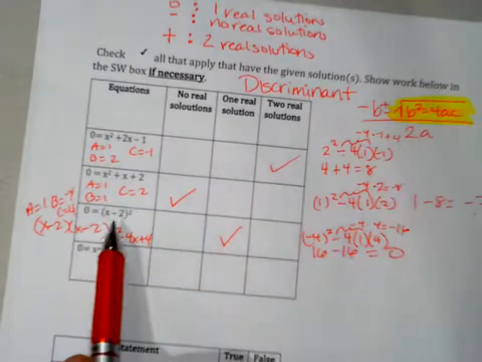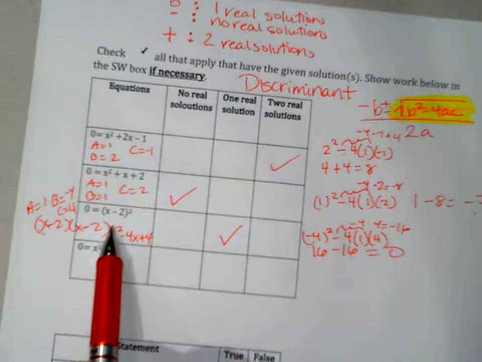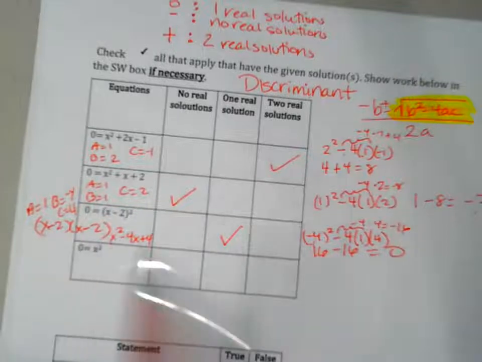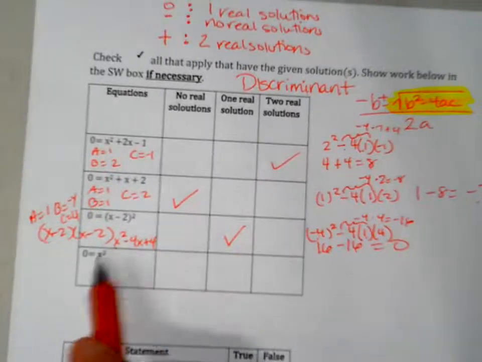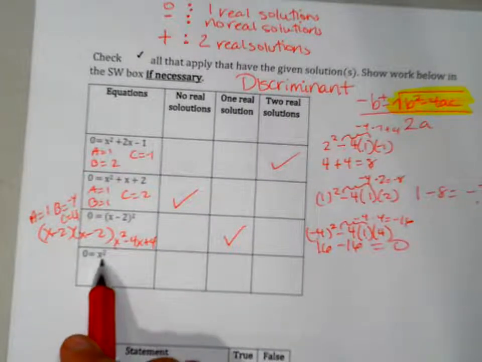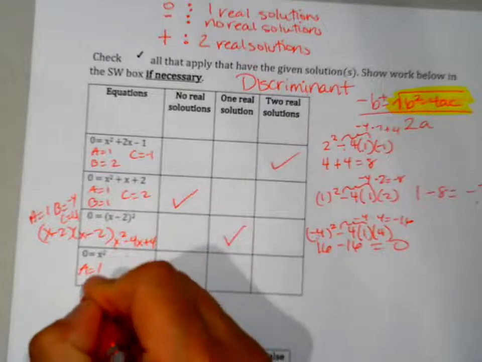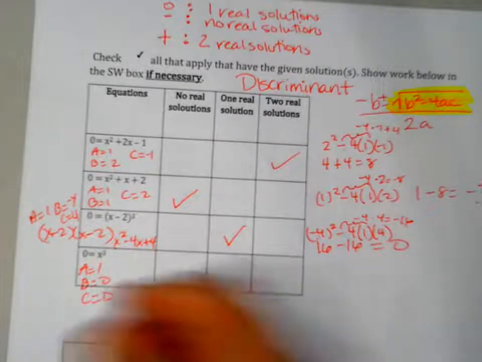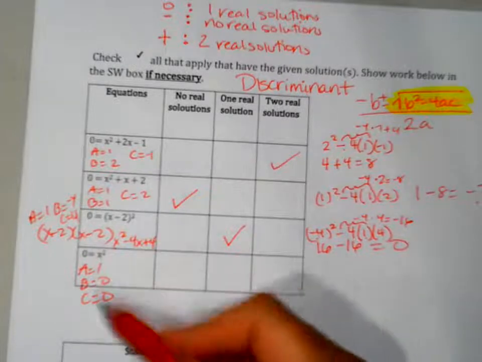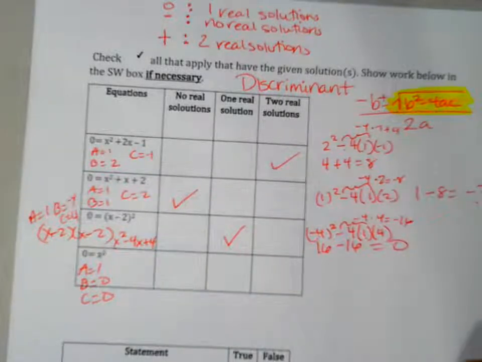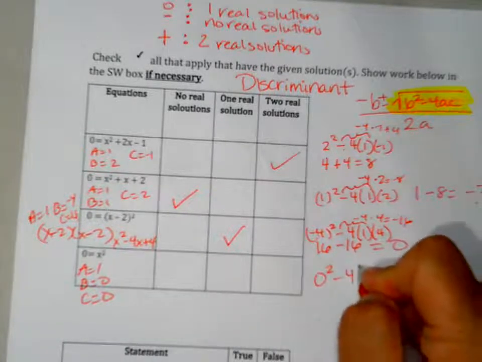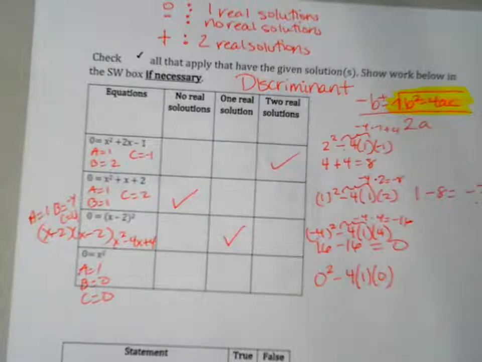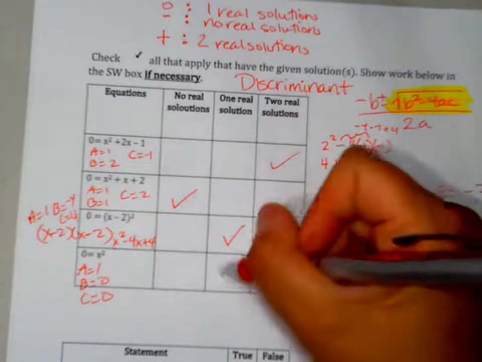Now, if you saw the shortcut to that, you guys probably could have figured it out quickly on your own, but there's a long way to do it. If you guys know the shortcut, good for you. Okay, last one, x squared. So my A is equal to 1, my B is equal to 0, my C is equal to 0. If you're unsure, plug it in here if you don't see it right away. B squared, 0 squared minus 4 times 1 times 0. I have 0 minus 0, which equals 0. 0 means I get one real solution.